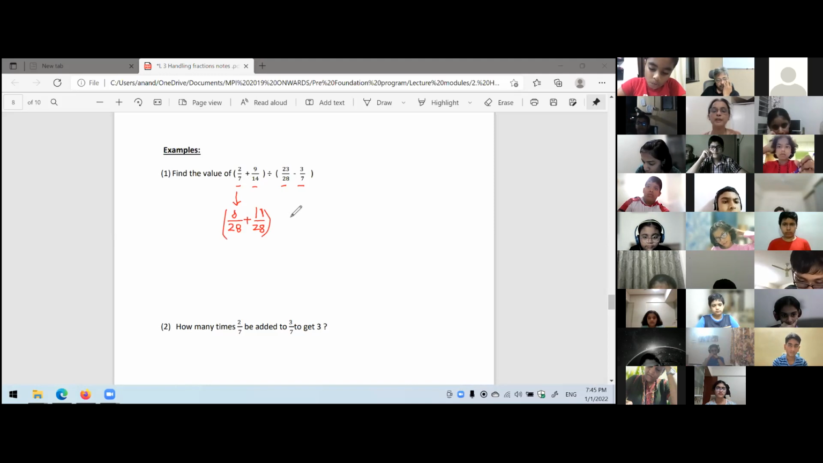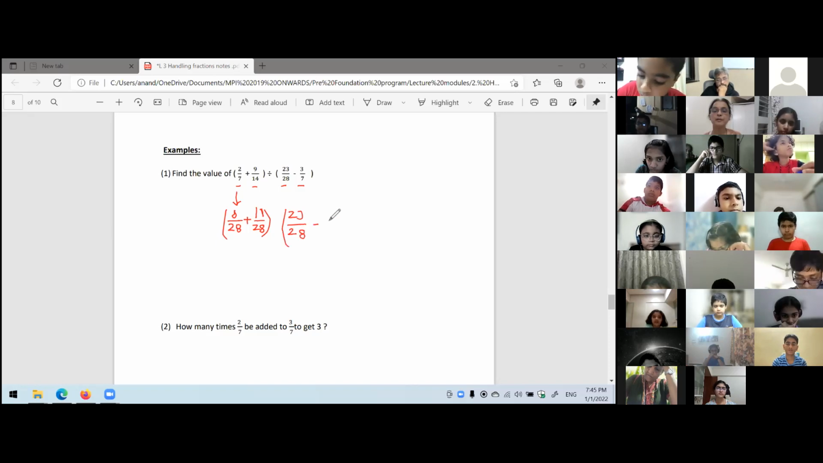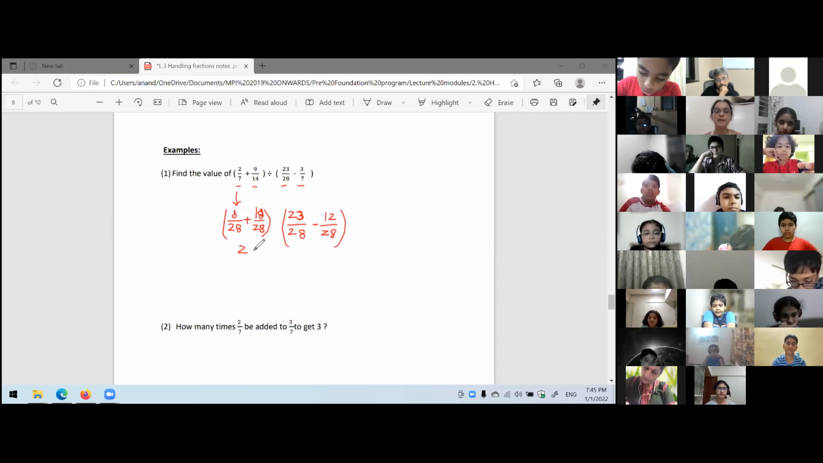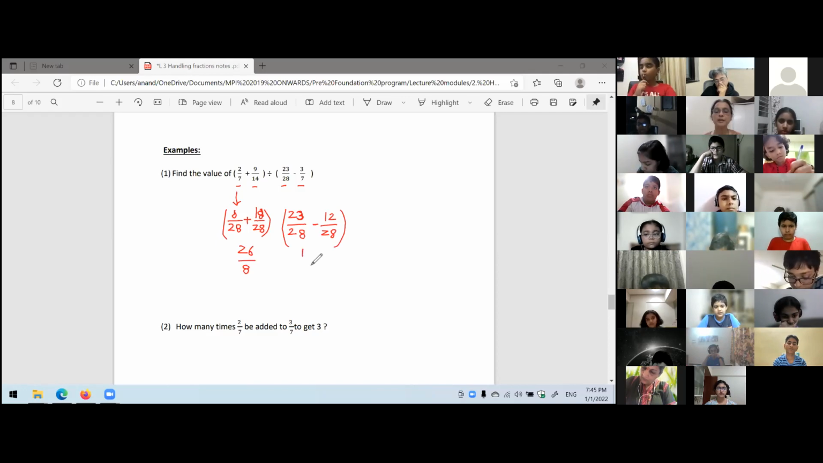Then 23 upon 28 as it is. And 3 upon 7 will be, again, 3 fours are 12 upon 28. I hope everybody has understood this step. I have made all denominators into 28. Then opening the bracket is very easy for me. Now I'll simply have to add the numerators. This will become 26 upon 28. And this will become 23 minus 12, that is 11 upon 28.